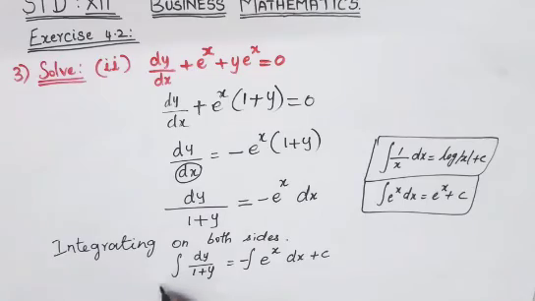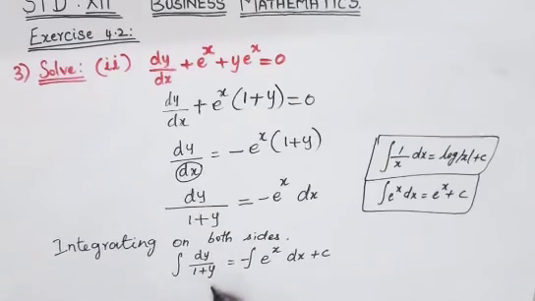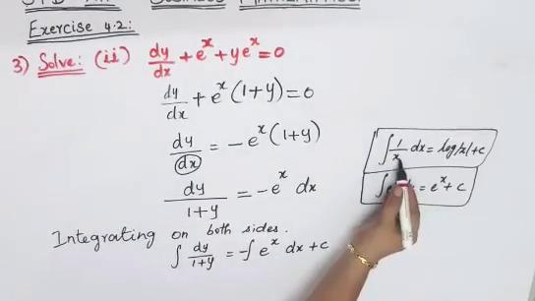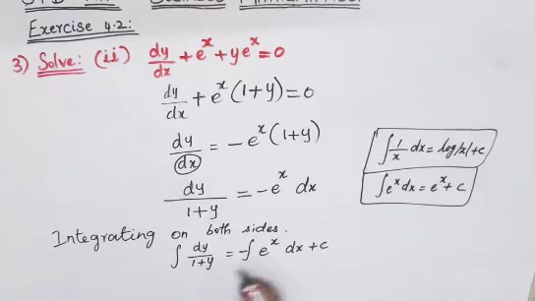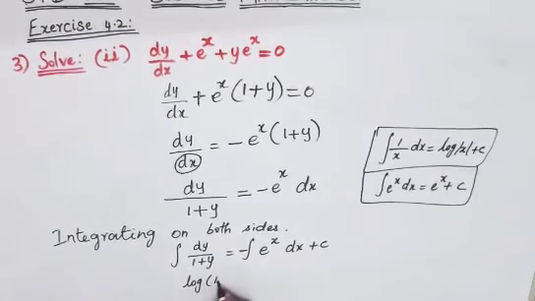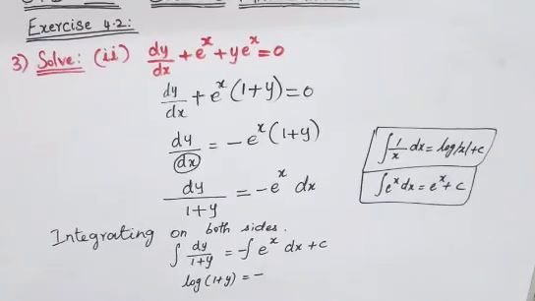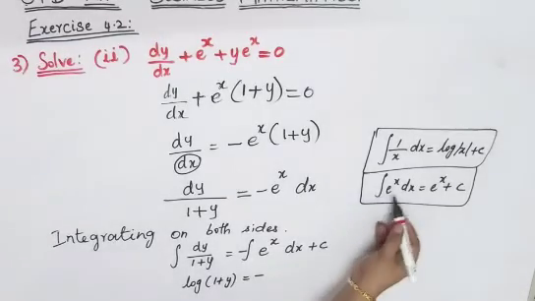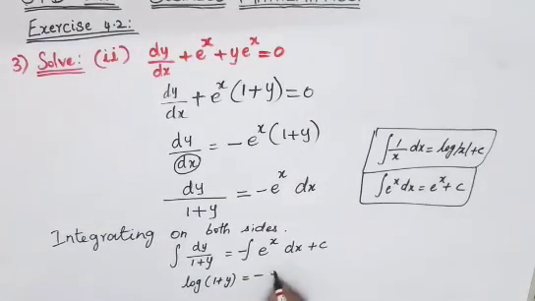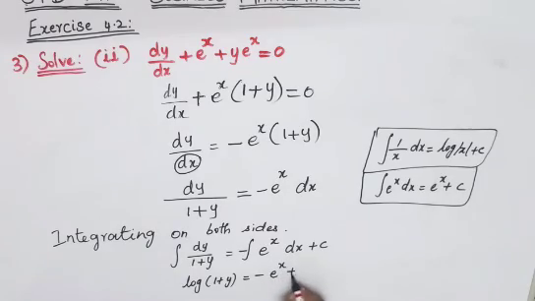Okay, so now the integral of dy divided by 1 plus y. In the place of x, you will have to write 1 plus y. So here you will have log of 1 plus y, which is the integral of dy divided by 1 plus y, and that is equal to, this minus will be there as it is, the integral of e power x dx, which is e power x plus c. So this is your answer for your third question, second subdivision.